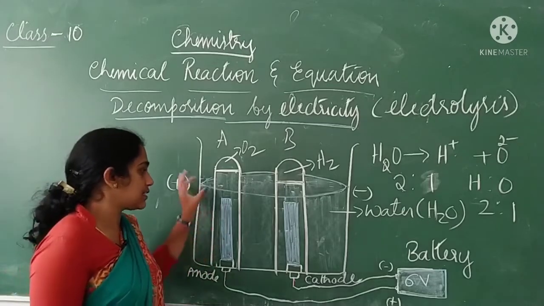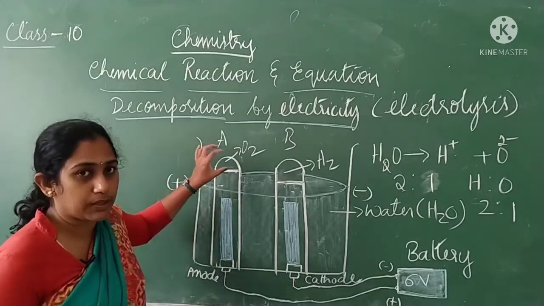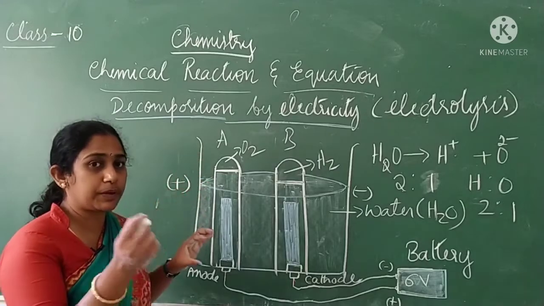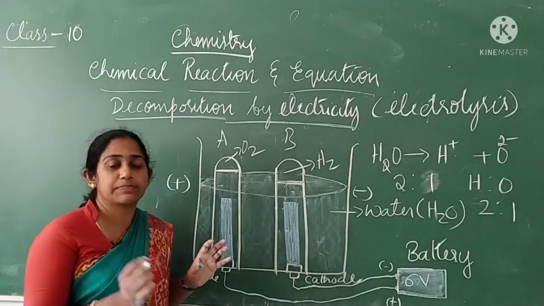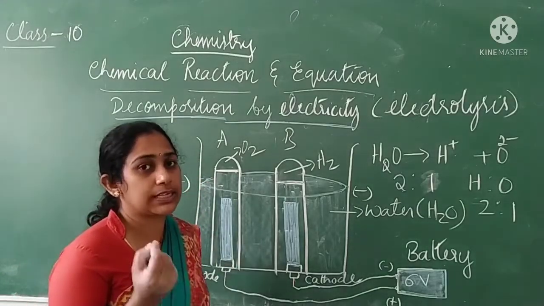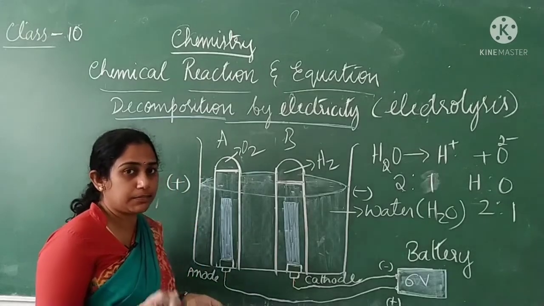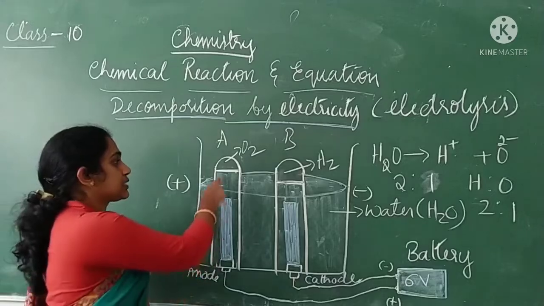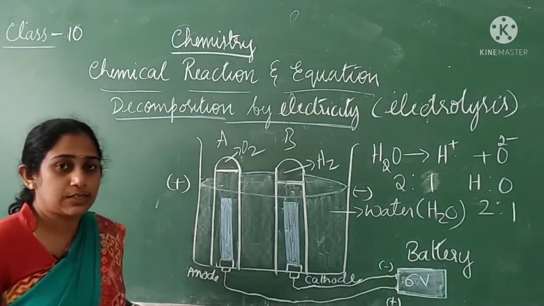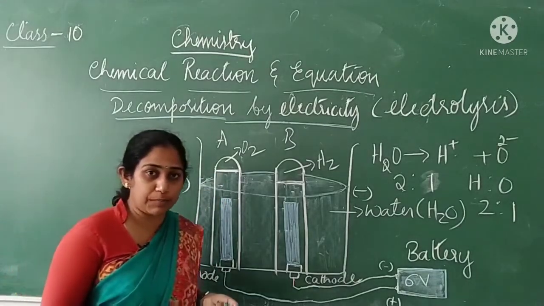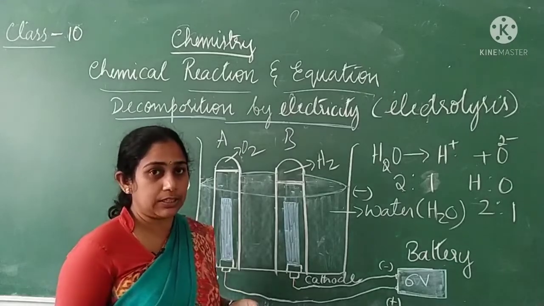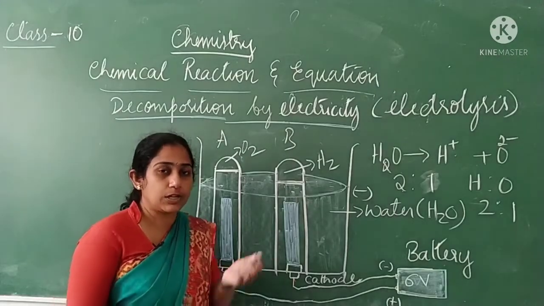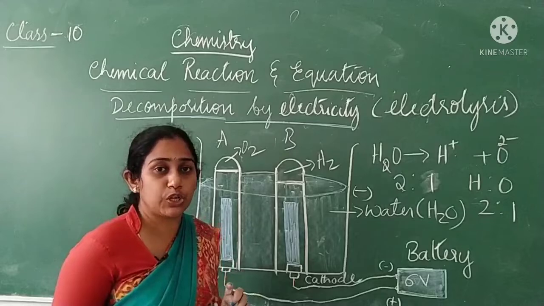What is the test? We have to remove the test tube from here and bring a burning splinter. You can even use an incense stick, an agarbatti, and you have to put that incense stick into the test tube containing oxygen gas. You know oxygen is a supporter of combustion, it helps in burning anything, right? So you learned oxygen helps in combustion of substances.